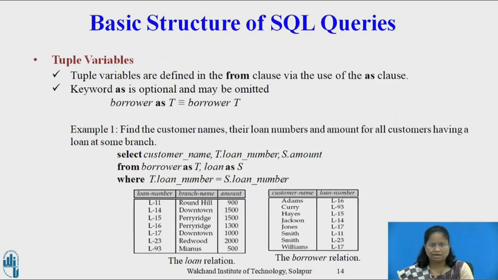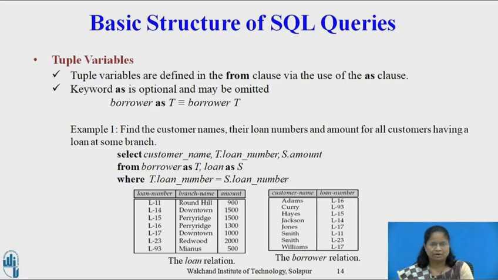Tuple variables are defined in the from clause by placing them after the name of the relation with which they are associated, with the keyword as in between. The keyword as is optional and may be omitted. So borrower as T equals borrower T. Tuple variables are most useful for comparing two tuples in the same relation.